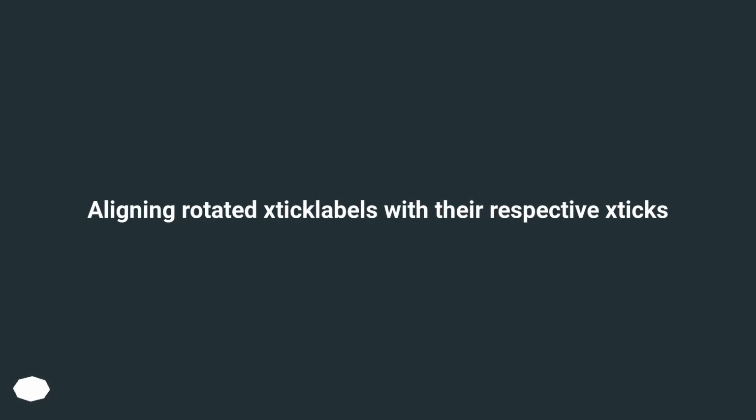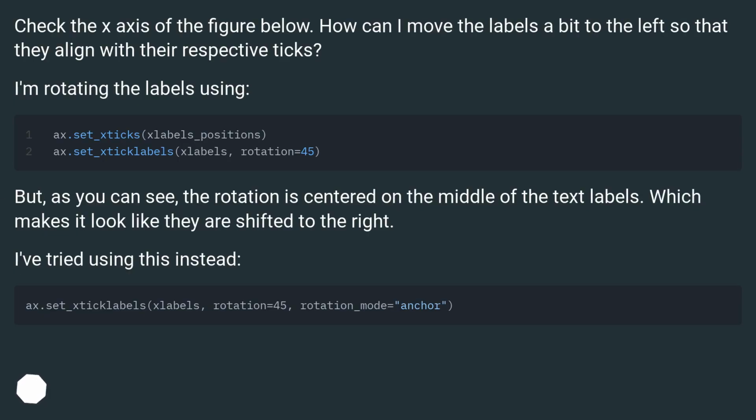Aligning rotated tick labels with their respective ticks. Check the x-axis of the figure below. How can I move the labels a bit to the left so that they align with their respective ticks? I'm rotating the labels using.